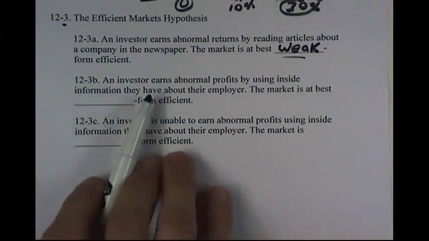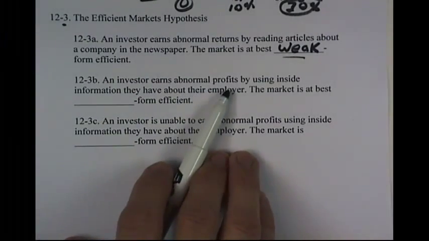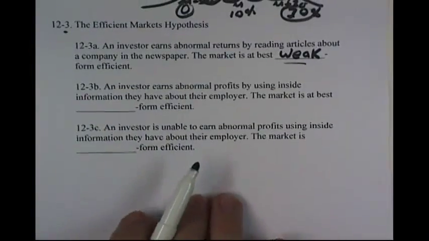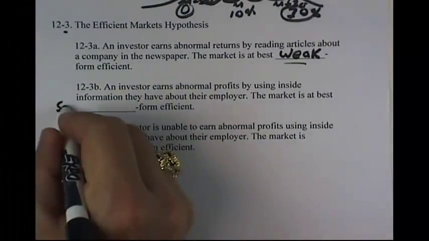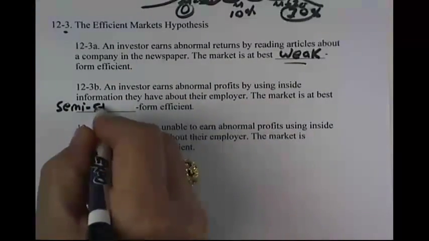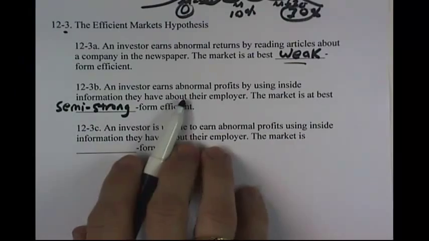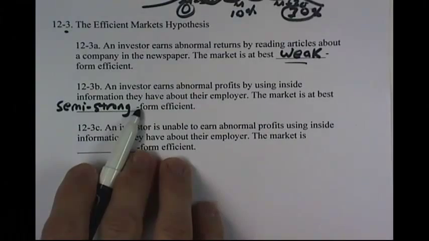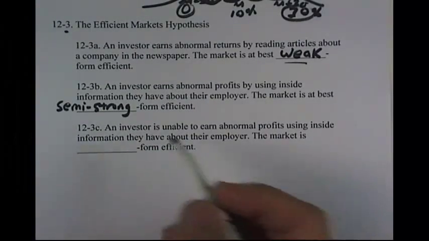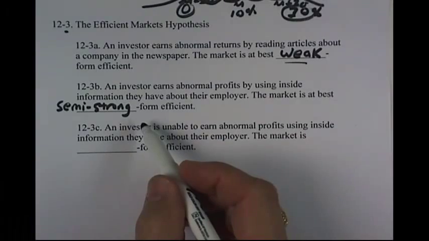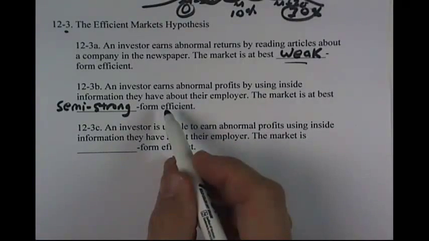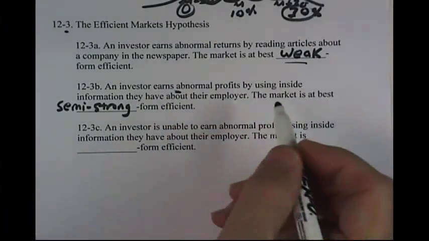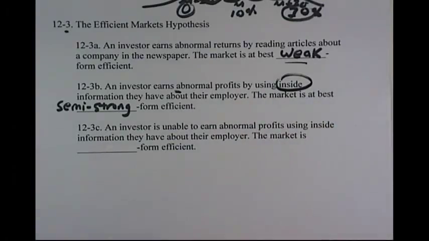In Part 3B, it says an investor earns abnormal profits by using inside information they have about their employer. The market is at best semi-strong form efficient in this case because the investor is able to earn abnormal profits by using inside information. So we have said nothing to take away semi-strong form. Semi-strong says public information is reflected in stock prices. This investor earned abnormal profits by using inside information.